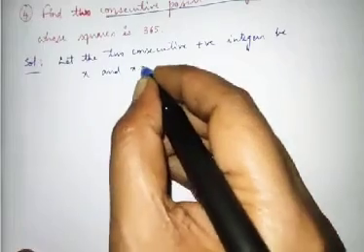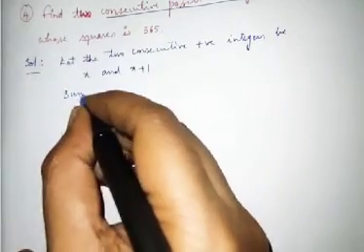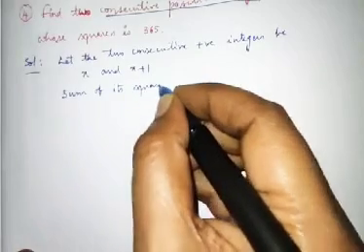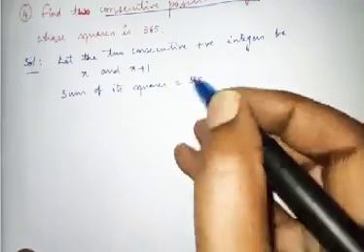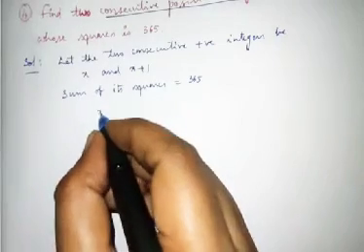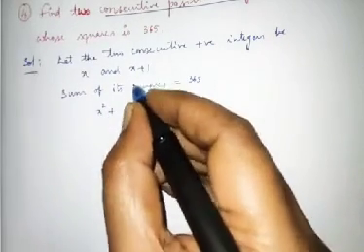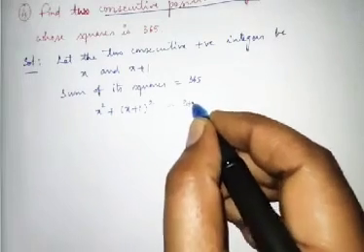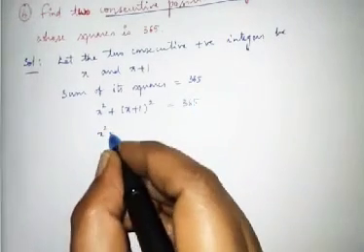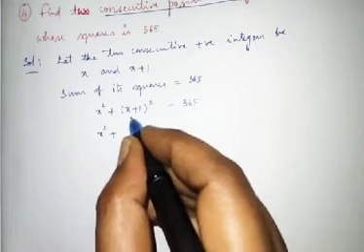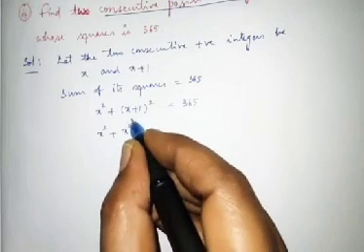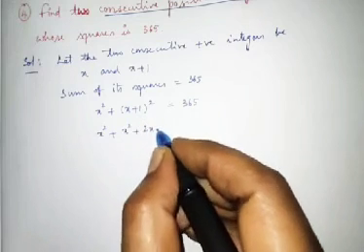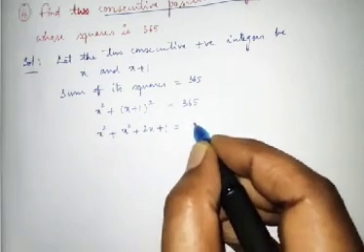You take it, and what's given to us? Sum of its squares is equal to what? 365. Write it. First number is x, square of that is x square. Second number is x plus 1, square of that is x plus 1 whole square, which is equal to 365. x square plus, expand this using a plus b whole square identity. a square is x square plus 2 into x into 1 is 2x. 1 square is 1, which is equal to 365.